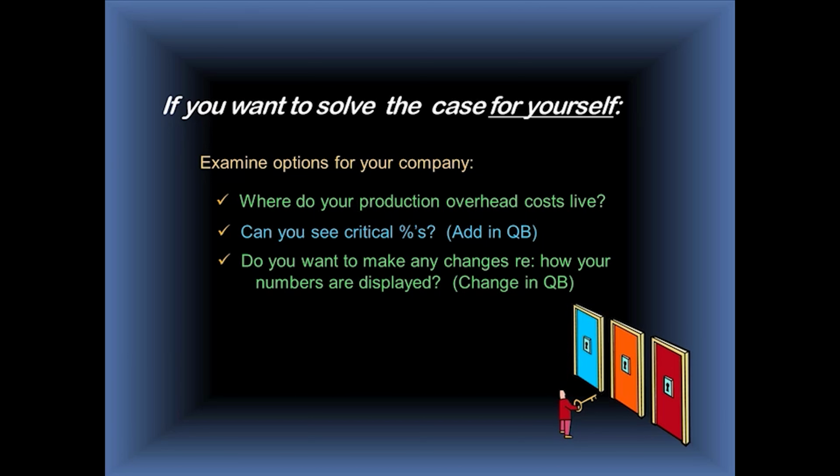Do you want to make any changes regarding how your numbers are displayed? And you can do that fairly easily in QuickBooks by changing where your accounts sit within the different account types. You can move costs that are sitting down in expenses up into the cost of goods sold area so that you can see a different report format if you wish. And of course, the most important question, which really doesn't have anything to do with QuickBooks, but with your understanding of the numbers, will you be able to stick with the markups that you actually need to apply once you determine what those numbers are?